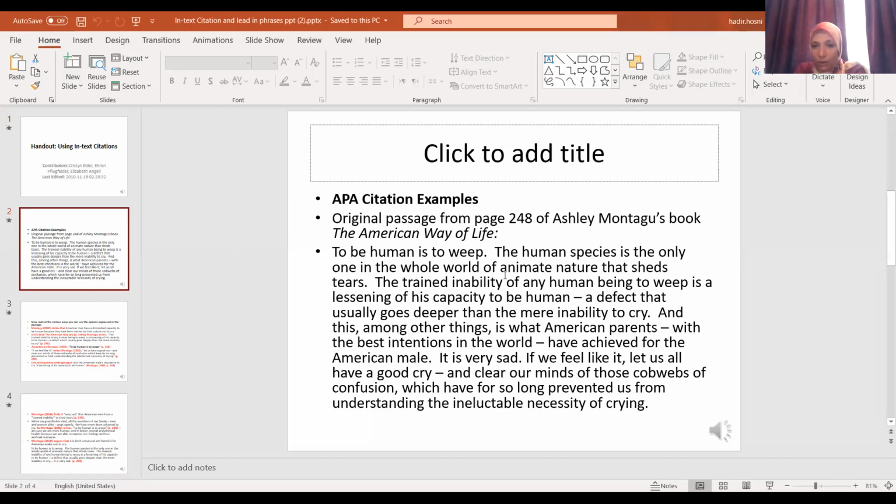wrote this part about some American parents who think that it's improper to let their boys or male children cry. So they keep teaching them it's better not to cry if you are a boy. Of course, this is totally bad, or actually it suppresses important emotions that should be expressed even if the person is male. Okay, so Ashley Montagu actually is against this idea or this belief that boys should not cry.